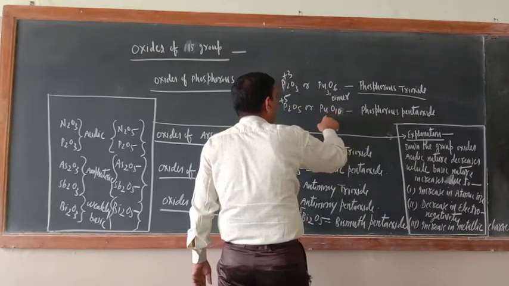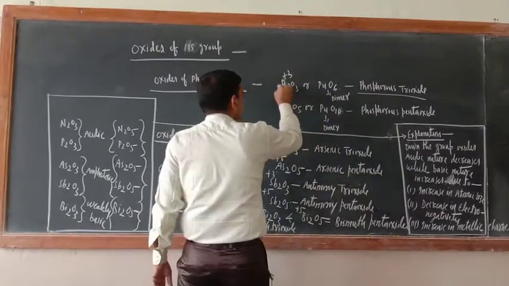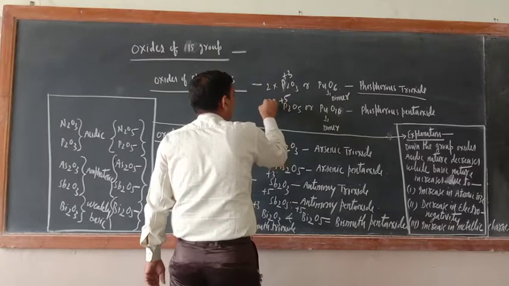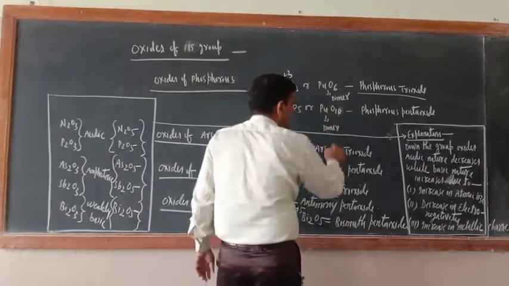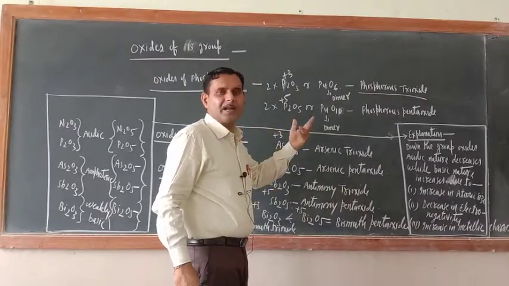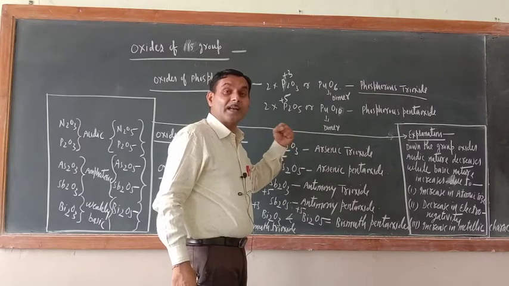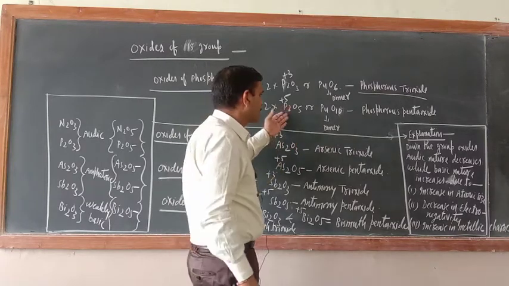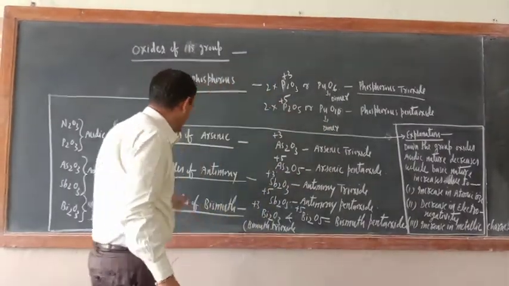P4O10 is the dimer. Dimer means 2, di means 2. Just multiply this one with 2 and this one by 2, so you will get this one. The dimer form is more stable. Why will they go for dimerization? They go for dimerization so that they can get stability. So this is phosphorus pentaoxide. Oxidation state is +5.